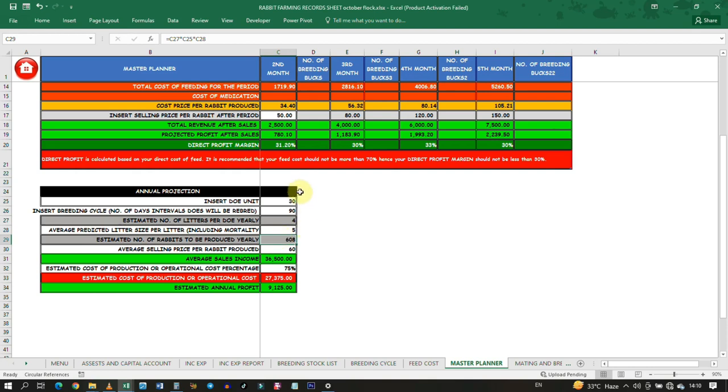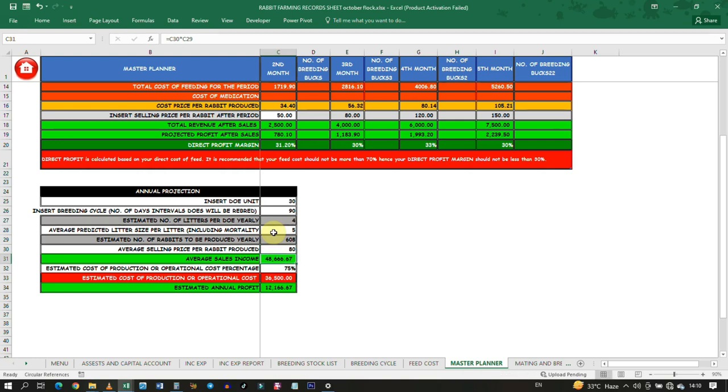So with your 30 doe units, expect to produce nothing less than 600 rabbits. That's some number for 30 doe units, boy. Then the average selling price per rabbit produced. So averagely, this is just for simple planning purposes. So let's say you want to price your rabbits at 80 cedis.